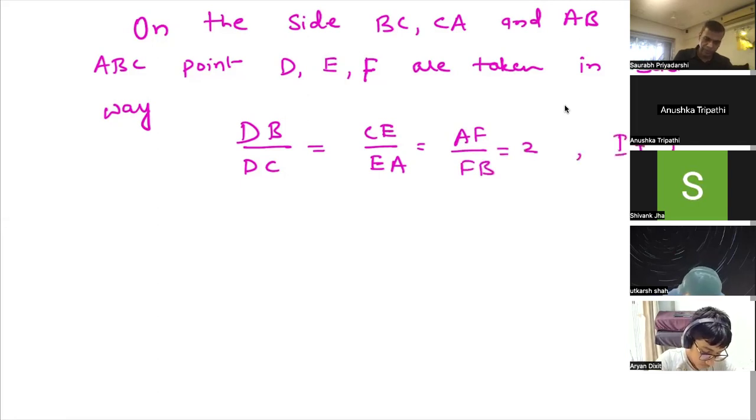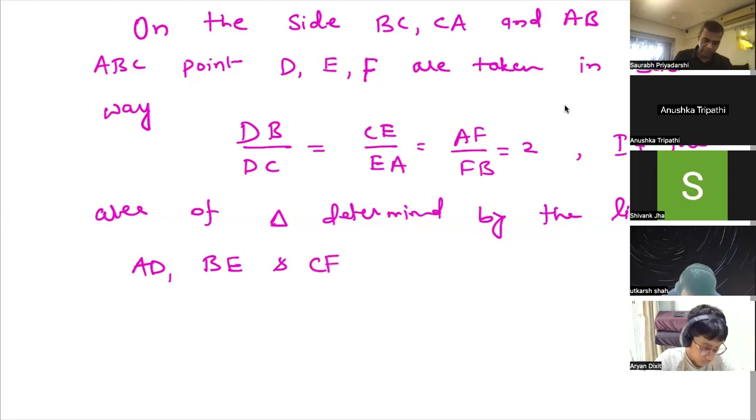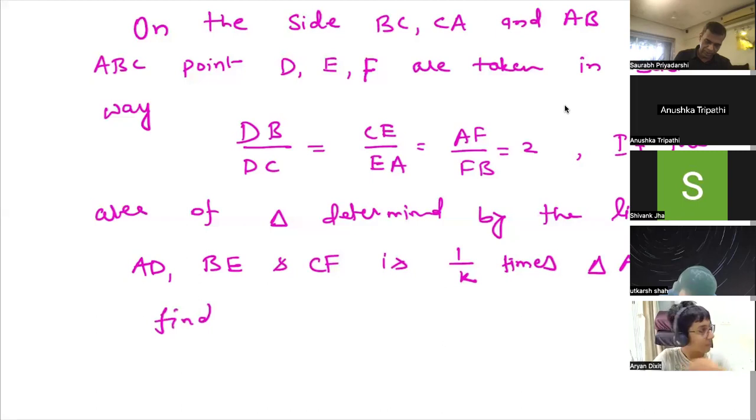If the area of the triangle determined by the lines AD, BE, and CF is 1 by K times the area of ABC, find K.